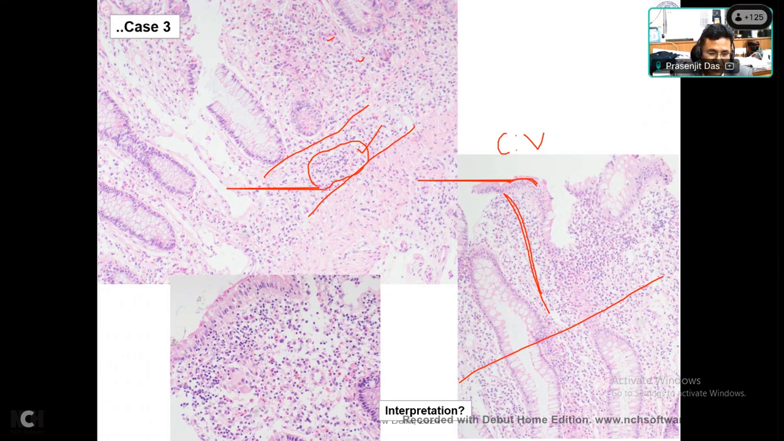Okay? And what is this? You can see in this area. Yes, sir, some multinucleated giant cells. Giant cells. So what do you understand by that?